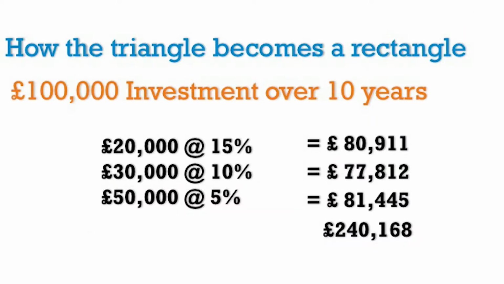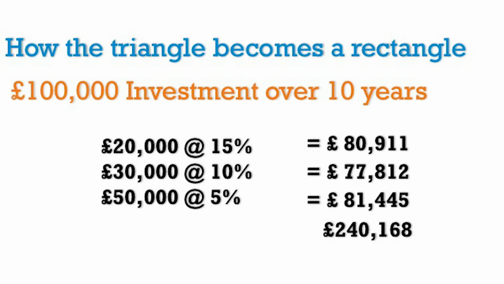So £100,000 invested over 10 years. If we put £100,000 into this portfolio, we're going to have £20,000 in the high risk bit, because we said we wanted 20% in high risk. And let's assume we get 15% growth on that money each year. We've then got £30,000 in the medium risk, and let's just say that delivers us 10% a year growth on average. And then finally, we've got £50,000 on low risk, and let's assume that delivers us 5% growth per annum over the 10 years.